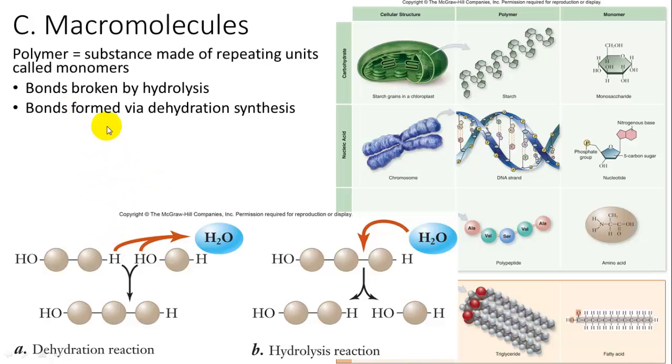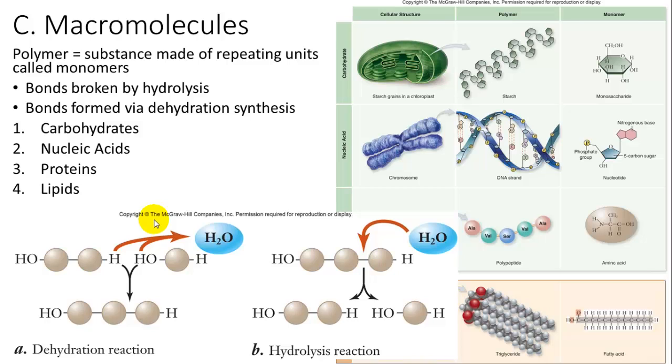The opposite occurs when you are making a larger molecule. That's called a dehydration synthesis. So if these 2 carbons are going to bind together, you need to get rid of the H and the OH and form a water molecule. And so that's what happens when you form a larger molecule from 2 smaller molecules with an H and an OH on them. So the 4 macromolecules of life are the carbohydrates, nucleic acids, proteins, and lipids.